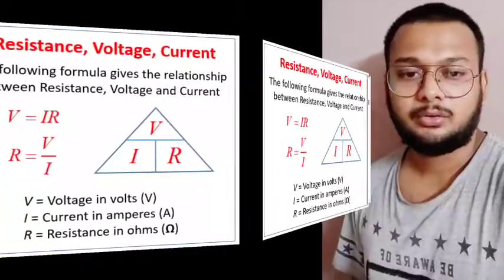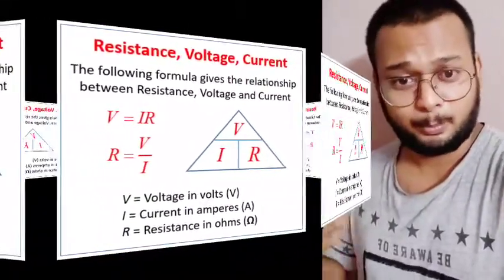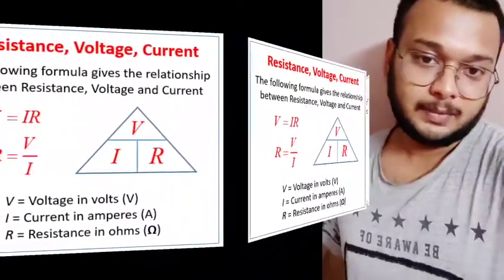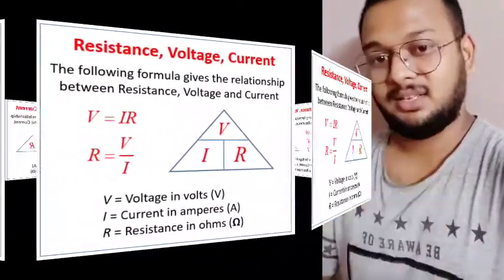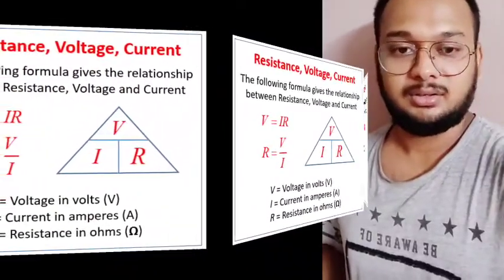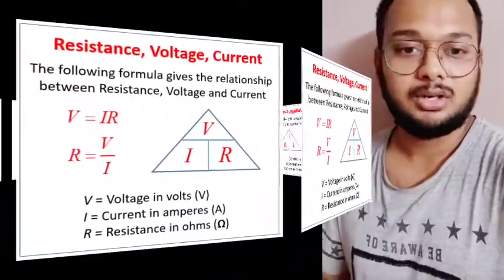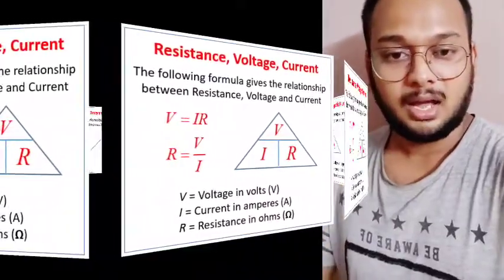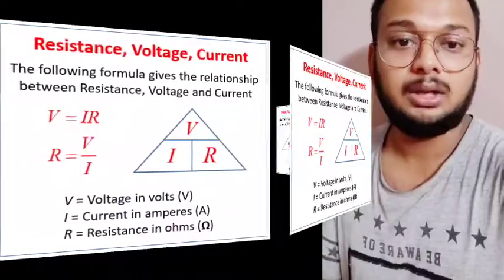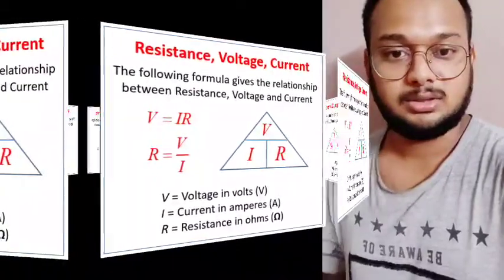Ohm's law was proposed by George Ohm, so it is called Ohm's law. And what it states, let's see here. Ohm's law means whenever a conductor is connected to some potential difference or a voltage, the electricity that is passing through that conductor is directly proportional to the applied voltage.